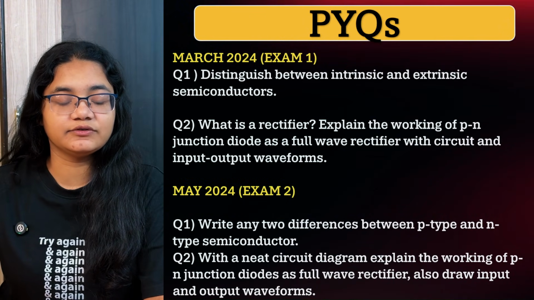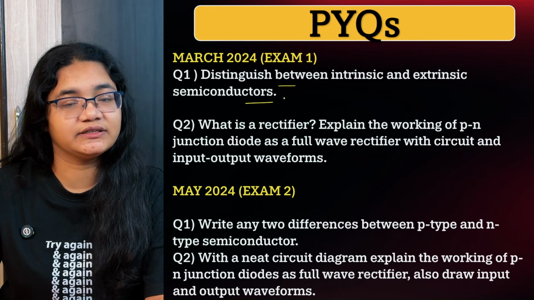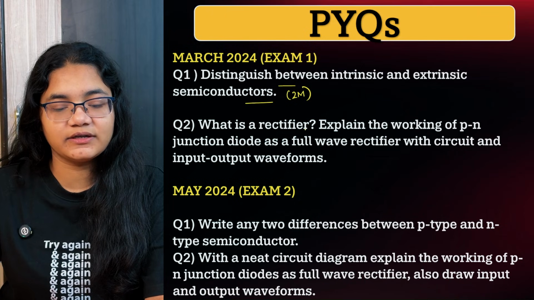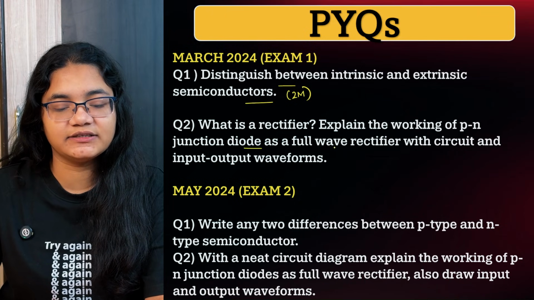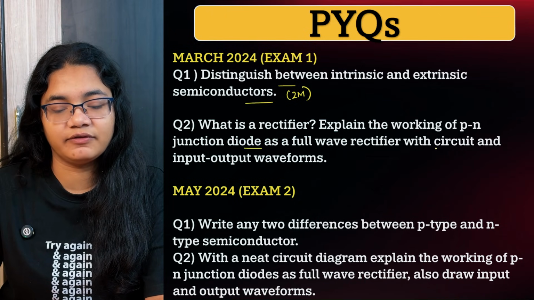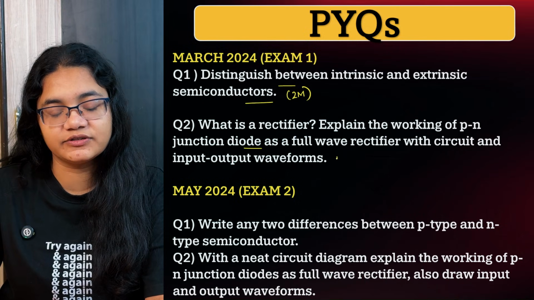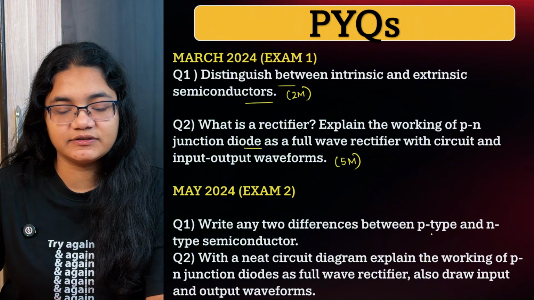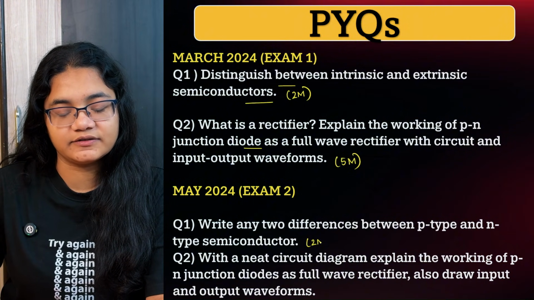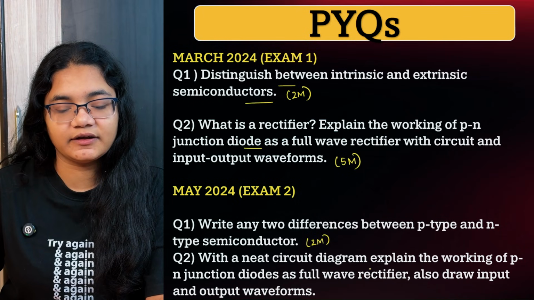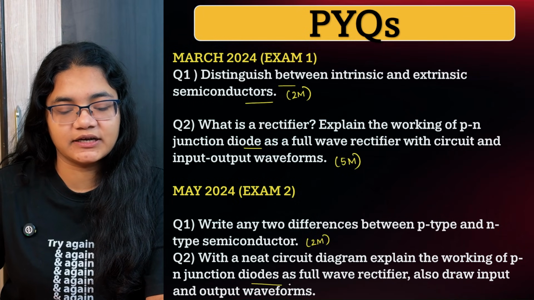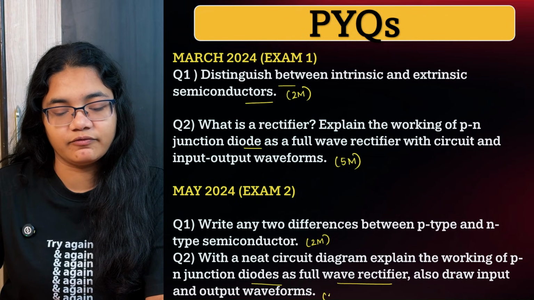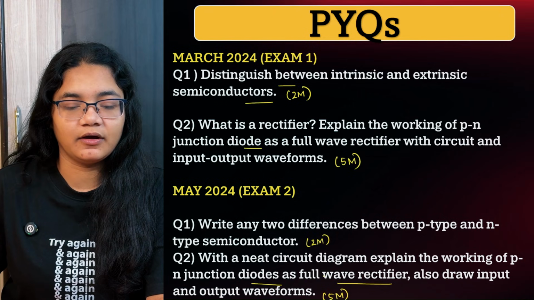Next, we'll see PYQs here. Distinguish between intrinsic and extrinsic semiconductors. This is in the 2-marker section. Okay. Next, what is a rectifier? Explain the working of a PN junction diode as a full wave rectifier with circuit and input-output waveforms. This is a 5-marker PYQ. Next, write any 2 differences between p-type and n-type semiconductor. This is 2-marker. And with a neat circuit diagram, explain the working of a PN junction diode as full wave rectifier. Also draw input and output waveforms. This is a 5-marker PYQ.